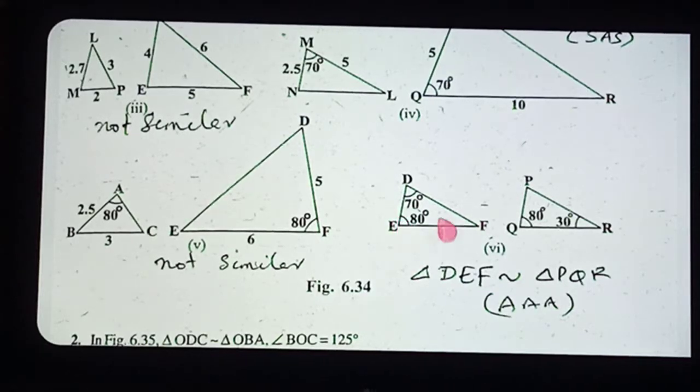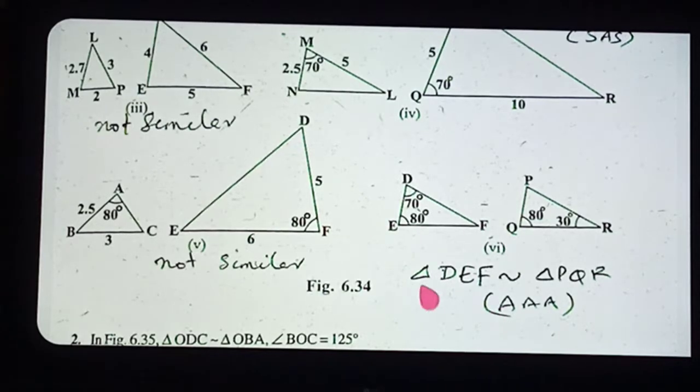Now the last one. See, angle D is 70, angle E is 80. Total 70 plus 80, how much will come? 150. Then what will this one be? 30. Here also 80 plus 30, 110 is coming. So what will this one be? 70. So now you have found all the angles.